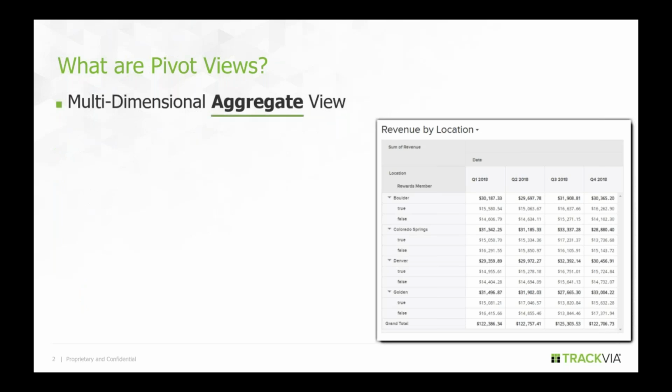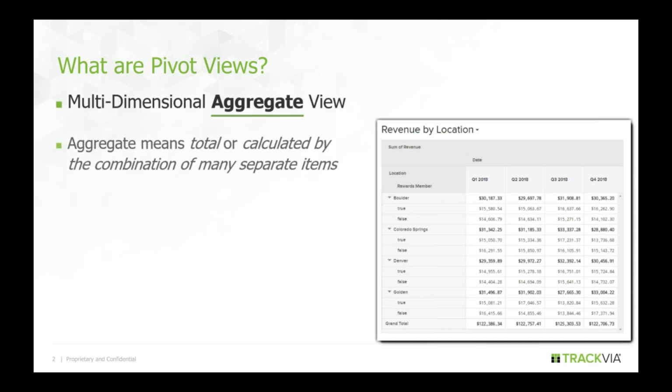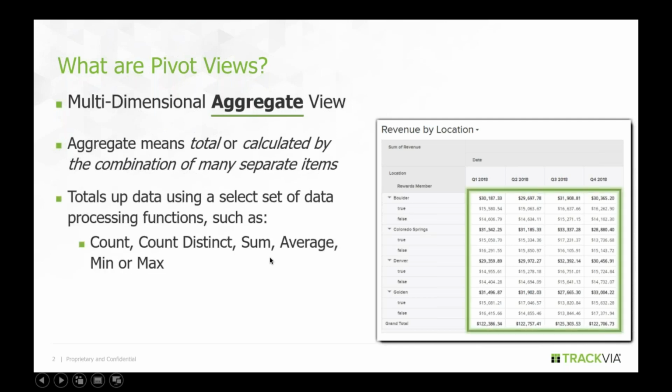Next, we think about how we aggregate the data. So when we talk about aggregate, we mean total or combination calculated by many separate items, right? And so what we're able to do is sum up or calculate in different ways the data that you have there. And so in TrackVia, we're following a paradigm that we have for our summary views today. And so there's 6 different aggregate functions that you're going to be able to use with pivots. And that includes count, count distinct, sum, average, min, or max.